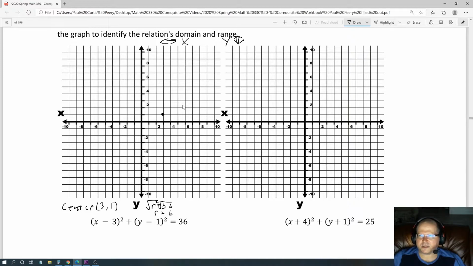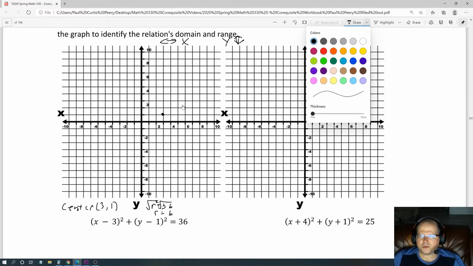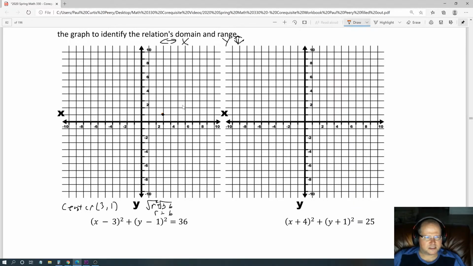Let me use a different color so you can see it better. We'll use red, why not? All right, so this is the center, as you can see. And right there, it's 3 to the right and 1 up for the center. And now since the radius is 6, I have to go 6 in each dimension.